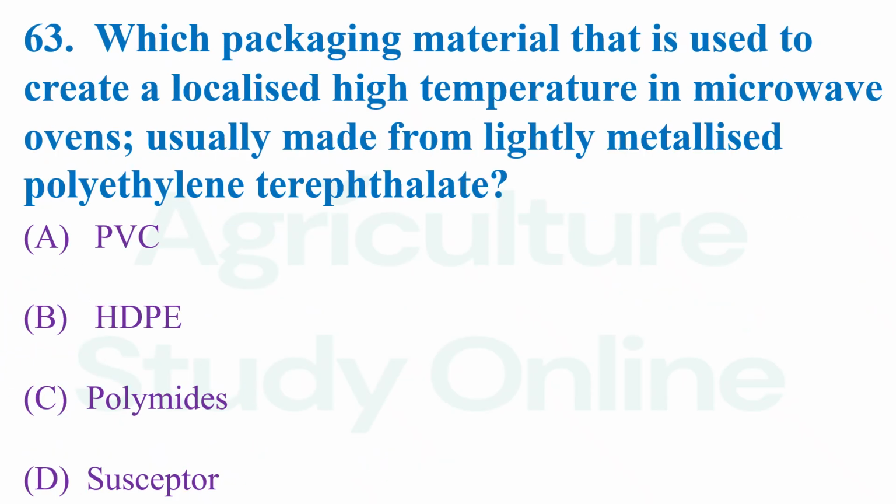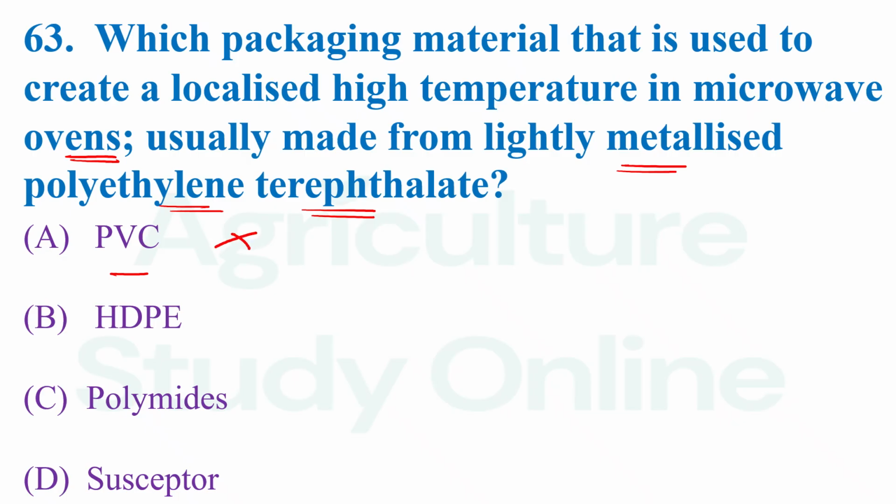Question 63. Which packaging material that is used to create a localized high temperature in microwave ovens, usually made from lightly metallized polyethylene terephthalate? So it is on microwave packaging that is for localized high temperature heating. First one, that is PVC. So PVC, it is used for films, bottles, packaging wraps. So these are not suitable for the microwave high temperature heating because it can deform or it can release harmful compounds. So this is incorrect.